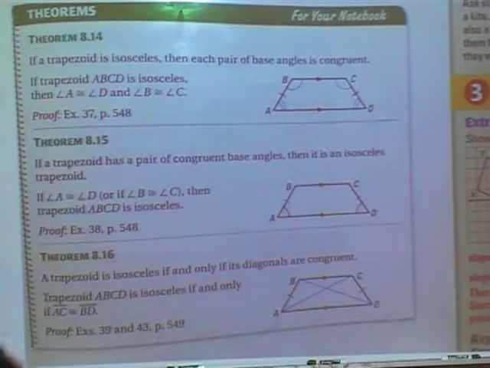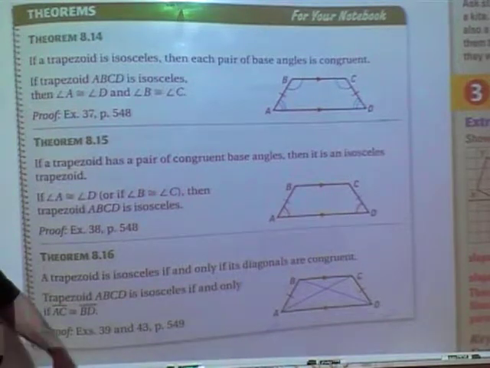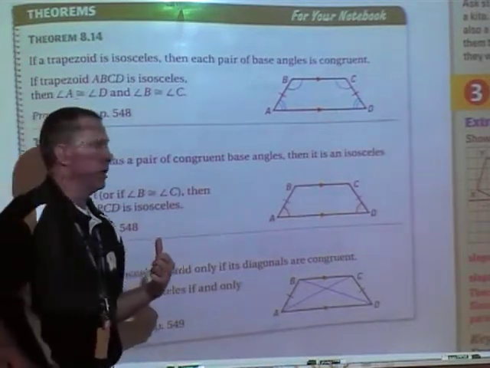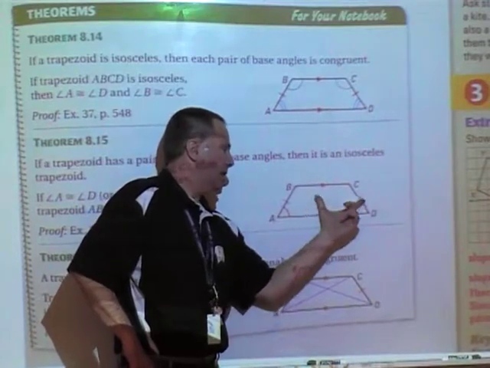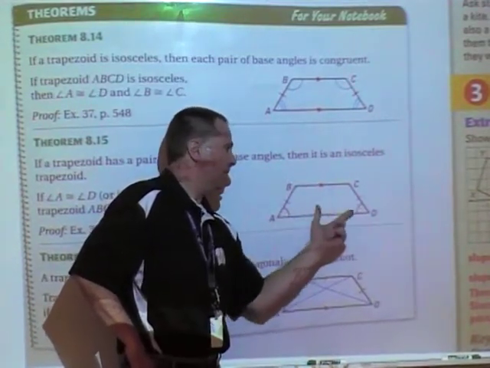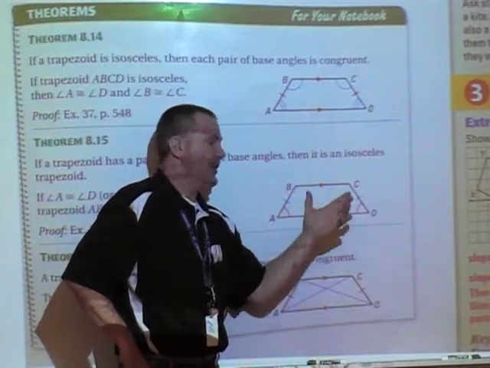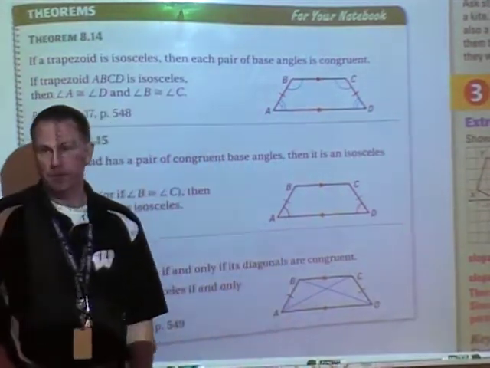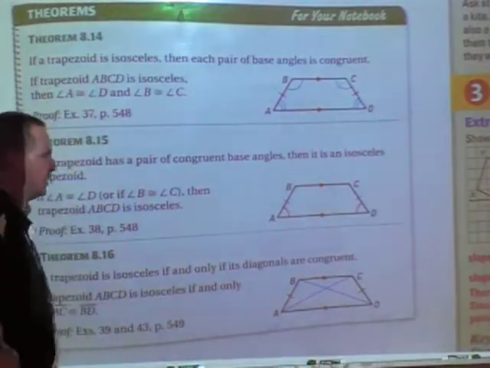And then theorem 8.15, if a trapezoid has a pair of congruent base angles, then it is an isosceles trapezoid. So if you didn't know that AB and CD were congruent, but you knew the base angles were congruent, you then could say that those lengths are the same. That's what that theorem is stating.